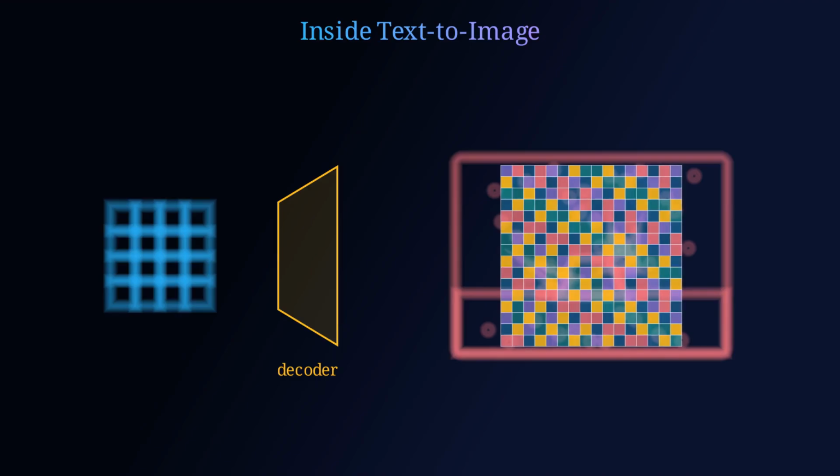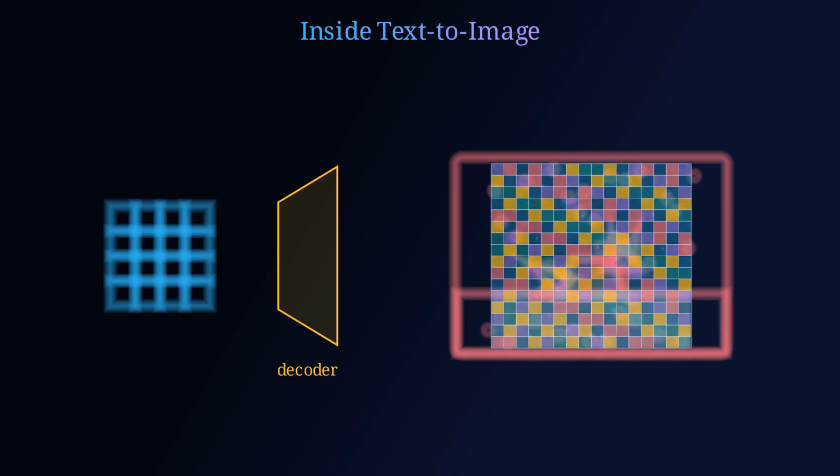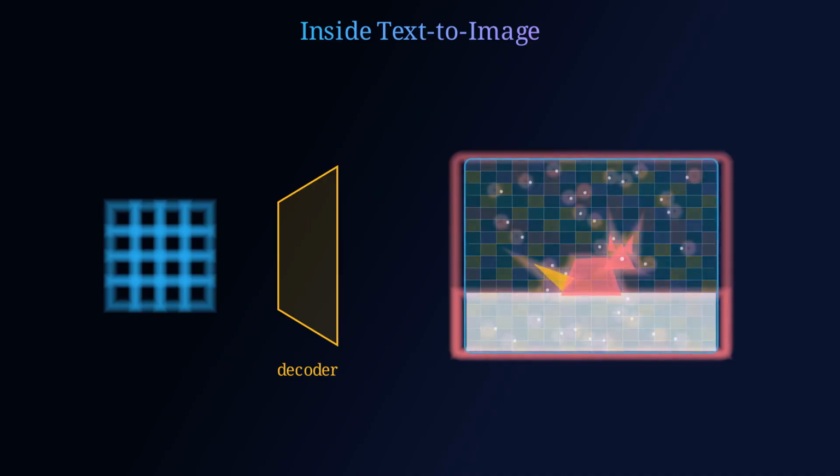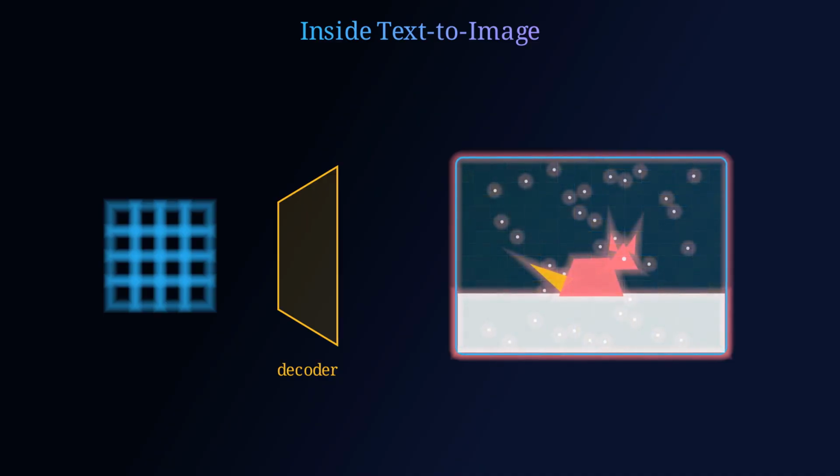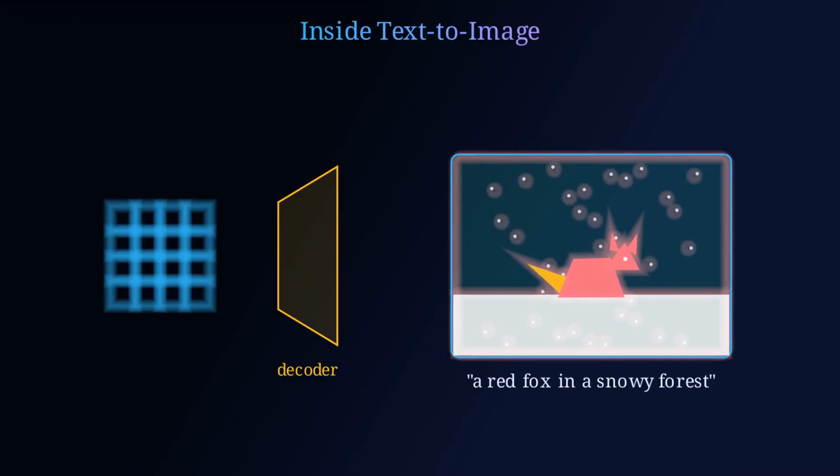And there it is. Out of the decoder comes the finished image, a red fox, sitting in a snowy forest, exactly as requested, yet an image that has never existed until this moment. Random noise went in, your words steered the sculpting, and a coherent picture came out the other side.